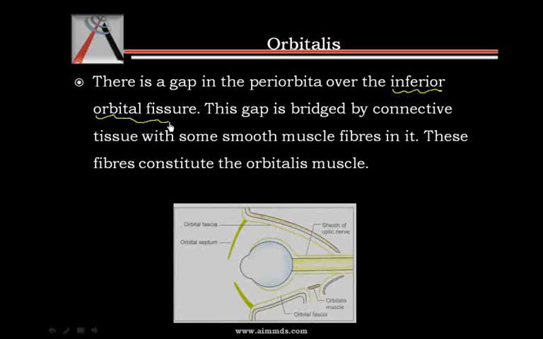And this gap is bridged by a connective tissue with some smooth muscle fibers in it, and these fibers are called the orbitalis muscle. If you notice the location of the orbitalis muscle, it bridges the inferior orbital fissure in the floor of the orbit.